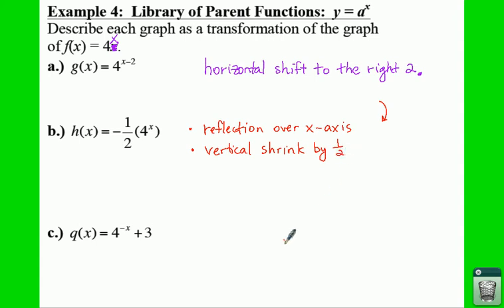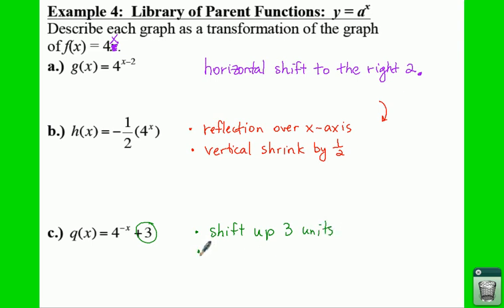Alright, example 4c, you have two transformations here. So the first one, easiest one, 3. That's going to give you a vertical shift up 3. You say vertical shift up 3 units, or if you say up, obviously that's vertical.